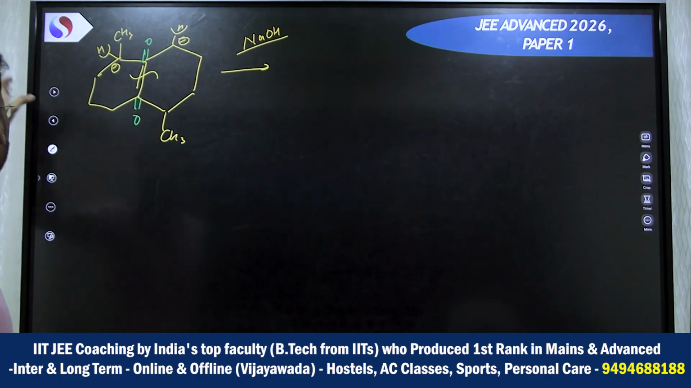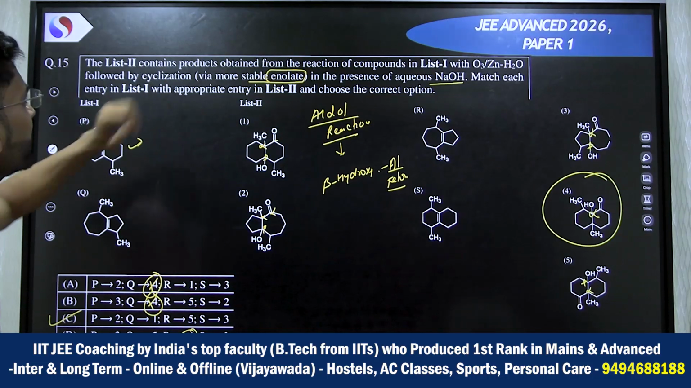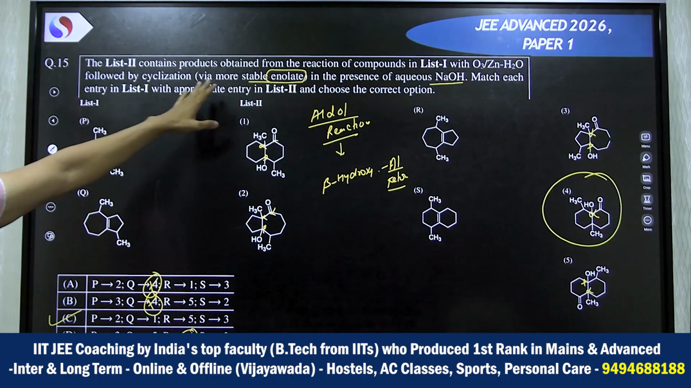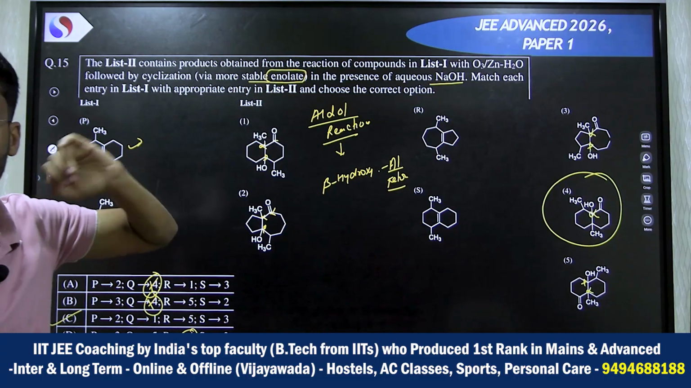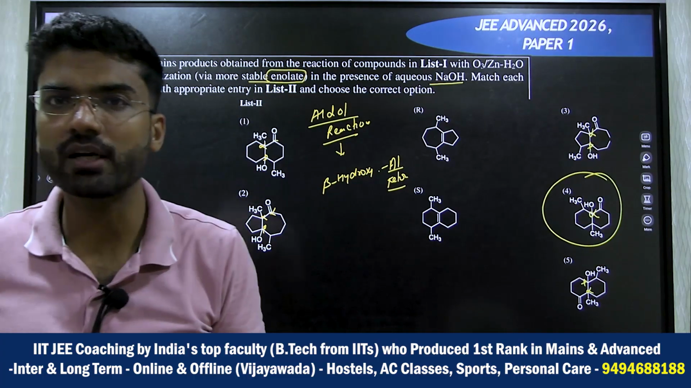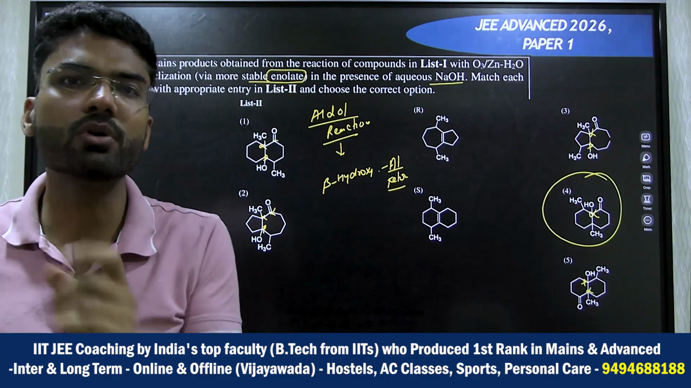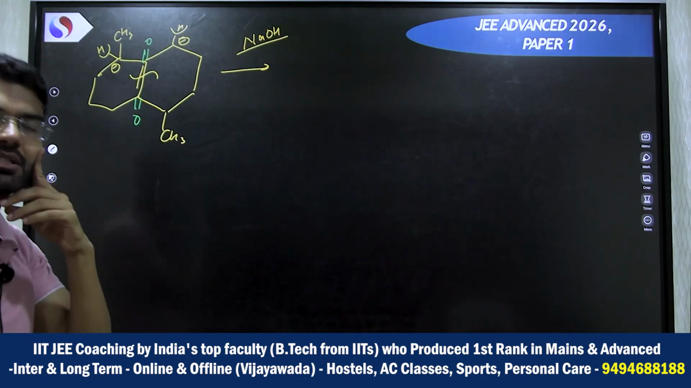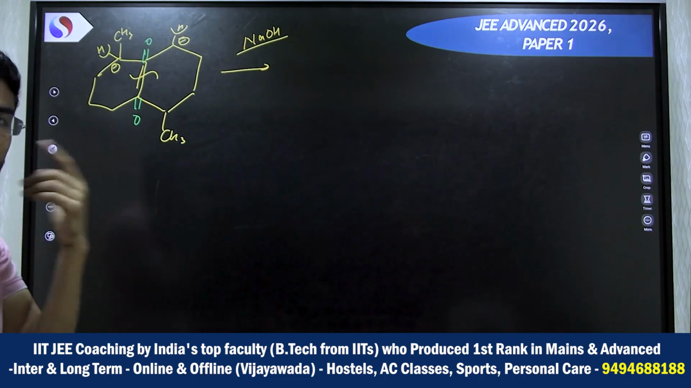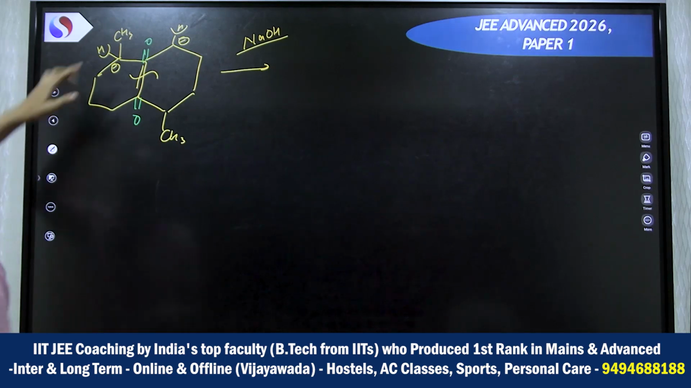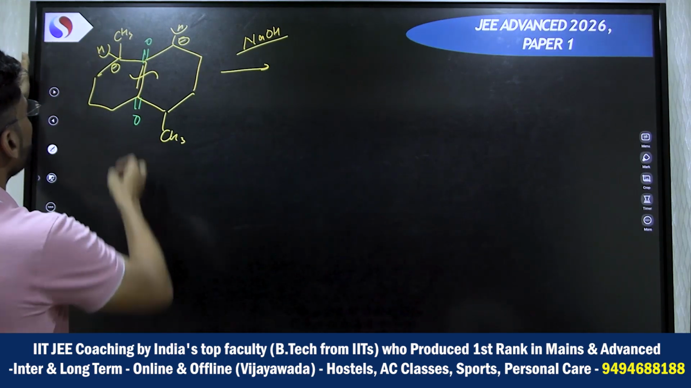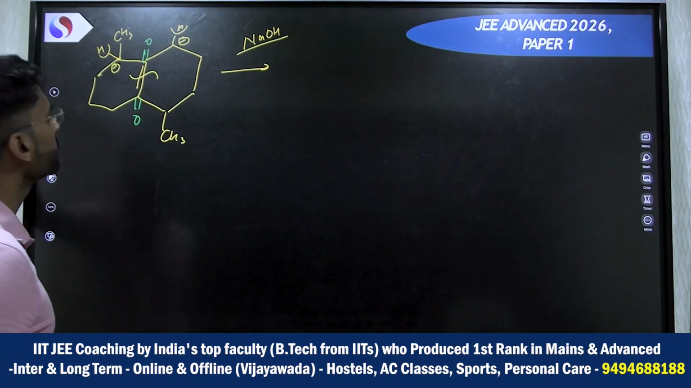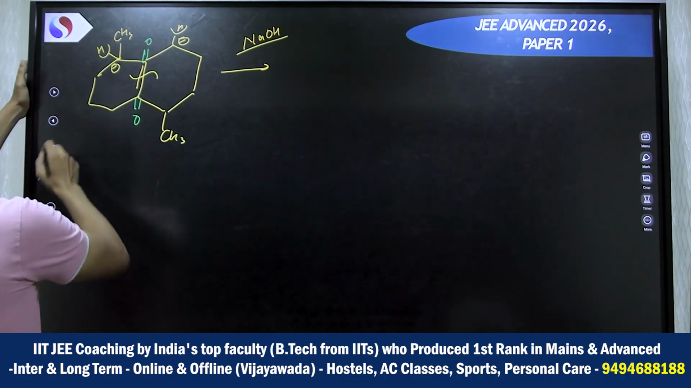But what we can do, they have mentioned already. This reaction is followed by the cyclization via the more stable enolate. So more stable enolate means what? It means the enolate should be more stable. So we know that according to Saytzeff rule, the more stable alkene is the more substituted one. So if you remove the H positive ion from here, it will form the more substituted alkene, which is more stable.